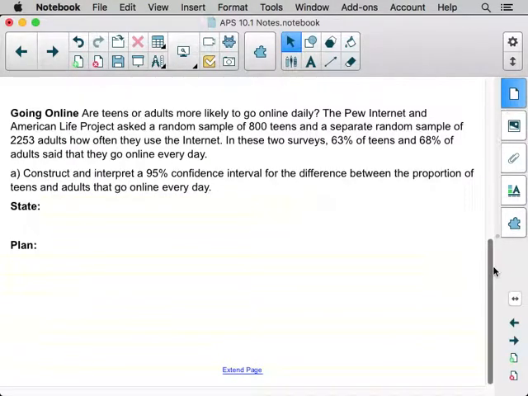Going online. So are teens or adults more likely to go online daily? The Pew Internet and American Life Project asked a random sample of 800 teens and a separate random sample of 2,253 adults how often they use the internet. In these two surveys, 63% of teens and 68% of adults said they go online every day. Construct and interpret a 95% confidence interval for the difference between the proportion of teens and adults that go online every day. So again, how would we name this thing now that we have two samples?